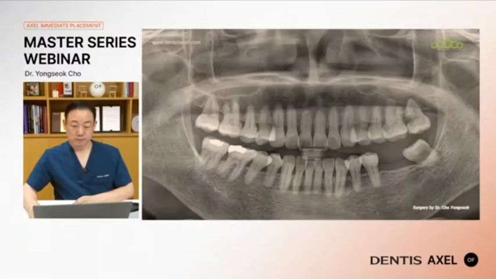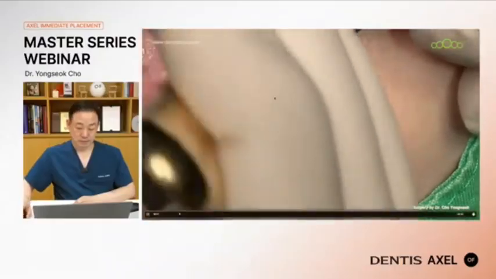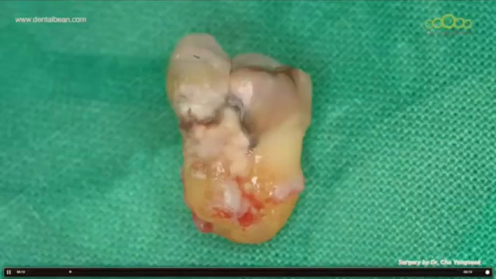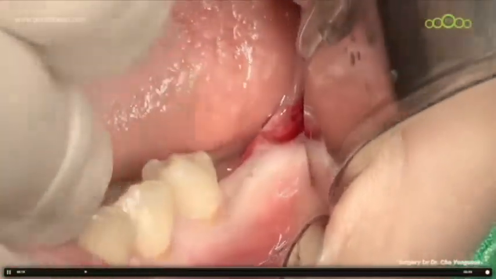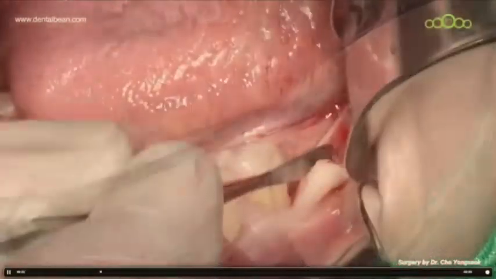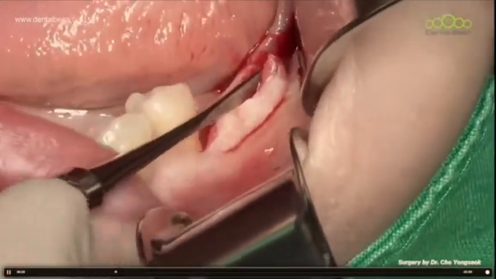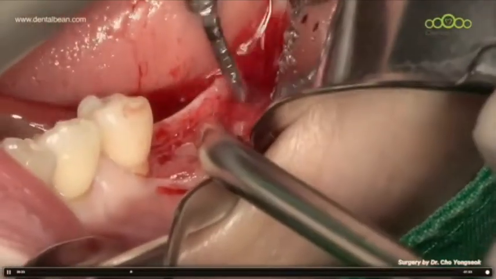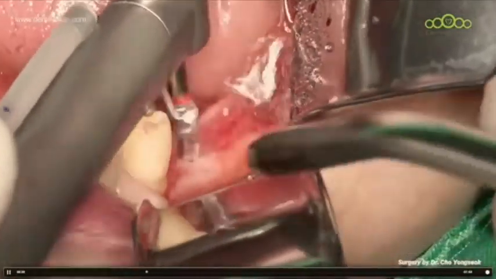Here is a video of this case. Mandibular flap designed. I felt it is very soft bone.